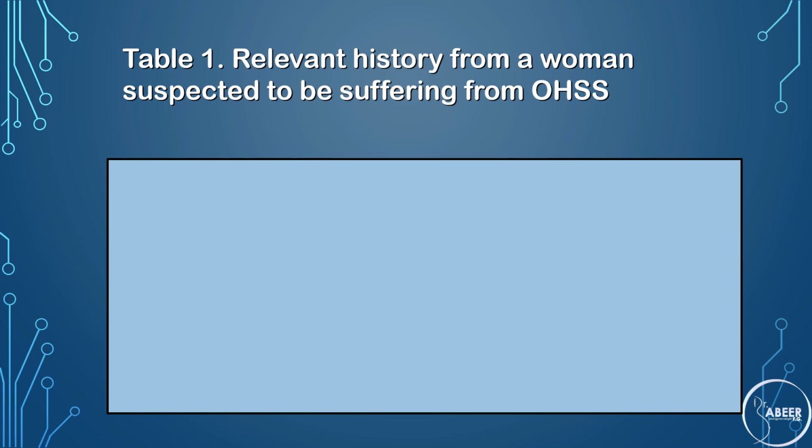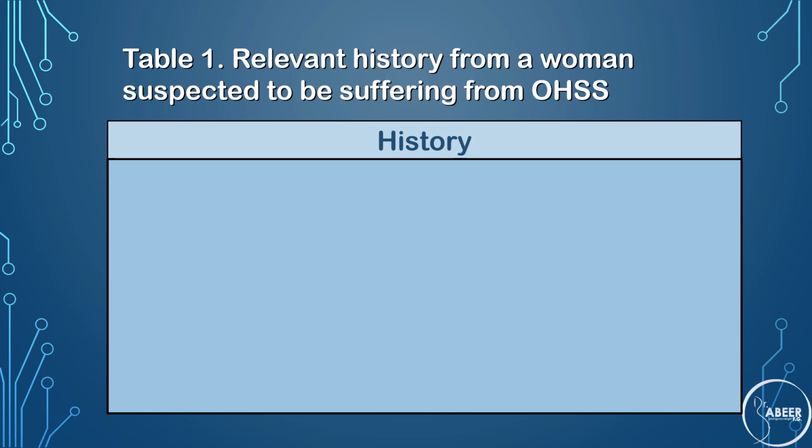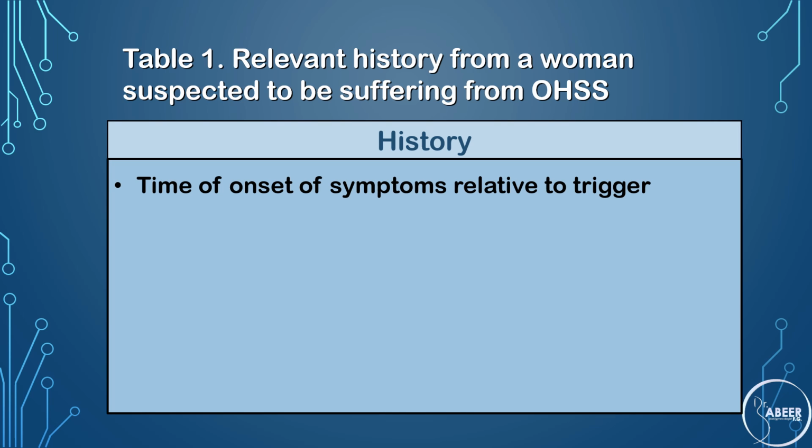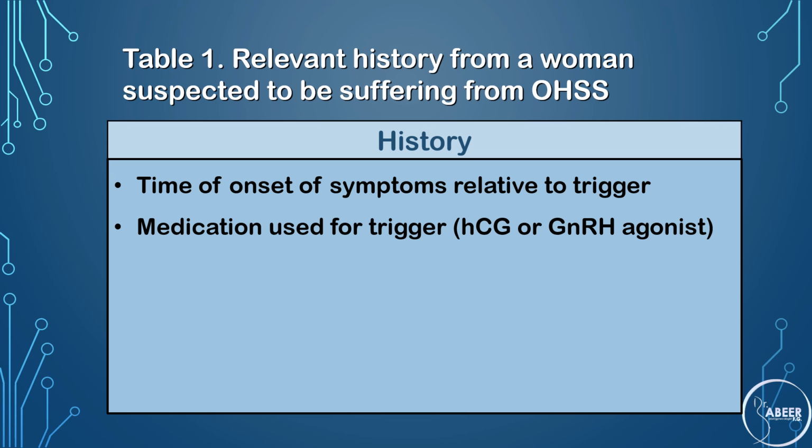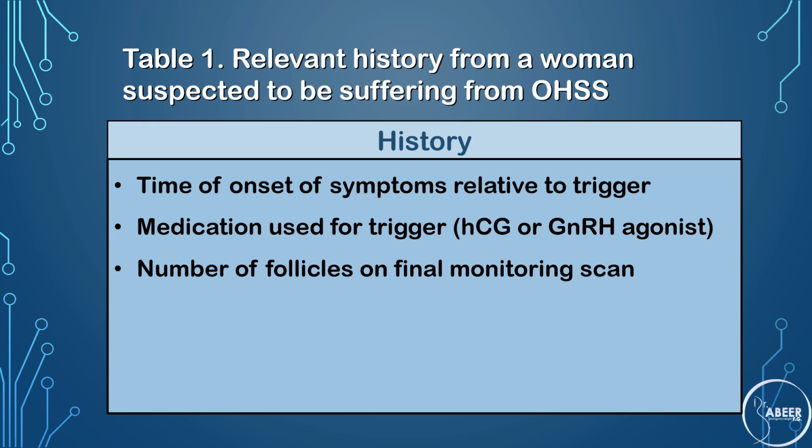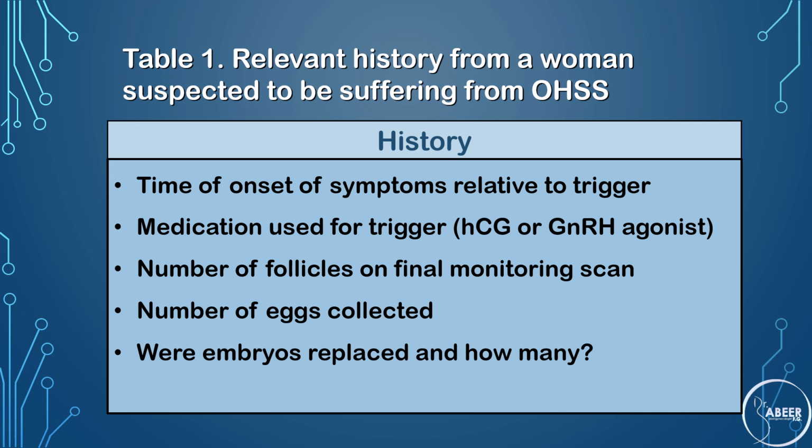Table number 1. Relevant history from a woman suspected to be suffering from ovarian hyperstimulation syndrome, or OHSS. History: time of onset of symptoms relative to trigger; medication used for trigger, human chorionic gonadotrophin or gonadotrophin releasing hormone agonist; number of follicles at final monitoring scan; number of eggs collected; were embryos replaced and how many; and polycystic ovary syndrome diagnosis.